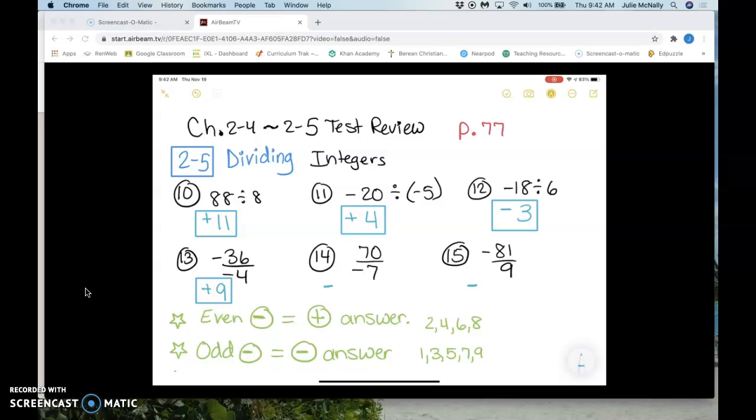And 70 divided by 7? 10. And 81 divided by 9? 9. Yeah, 9. All right.